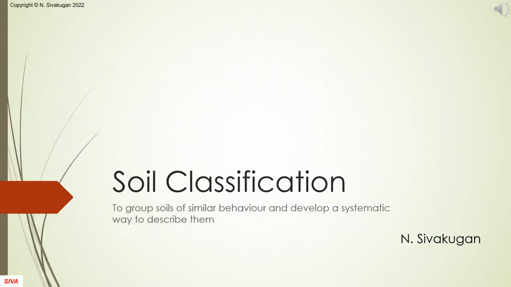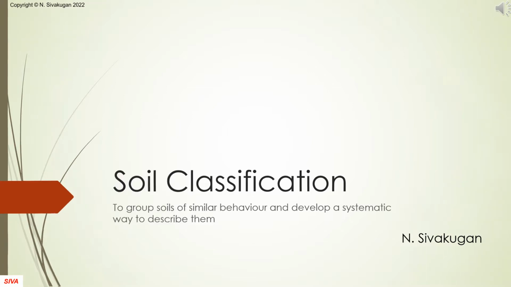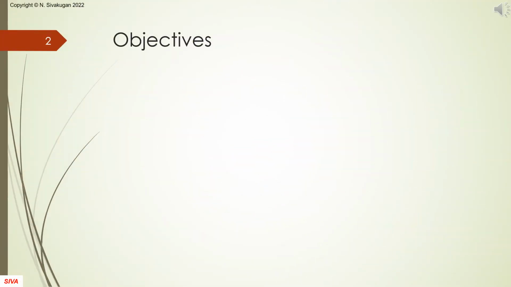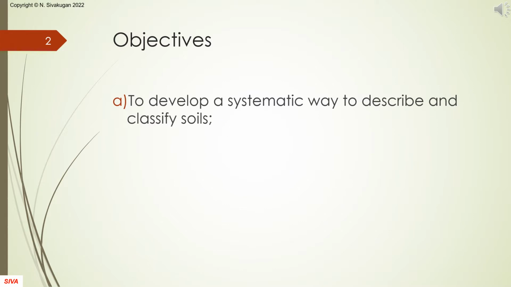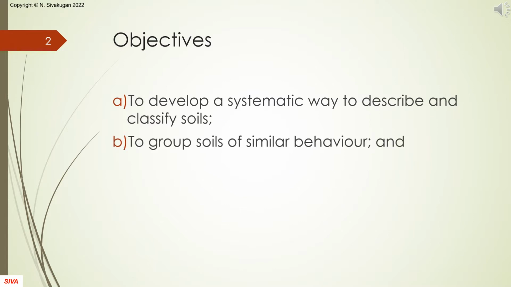This chapter is about soil classification, where we group soils of similar behavior and develop ways to describe them. By forming such groups, we can generalize their properties and study them better.